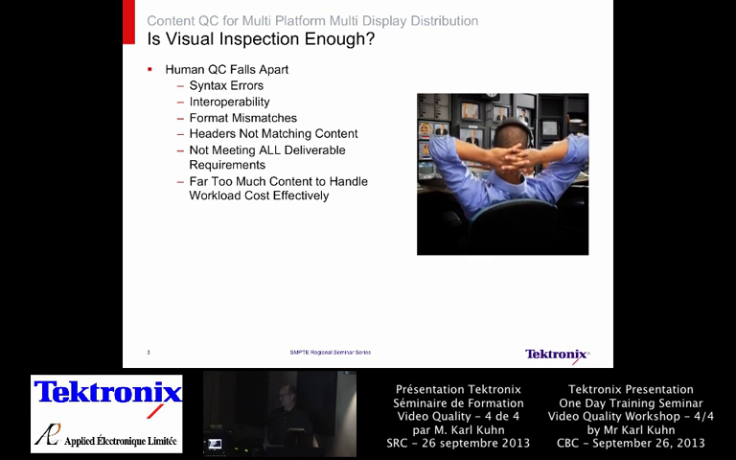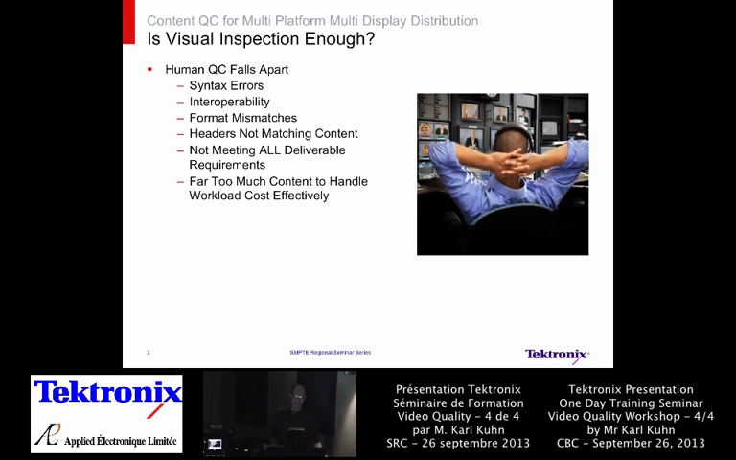All the deliverable requirements. You have a customer that says video must be on PID 51, audio is on PID 70. If it's not that, I won't accept it. A human being, QC person, hits the play button. They're not doing transport stream analysis. But you need something that does.